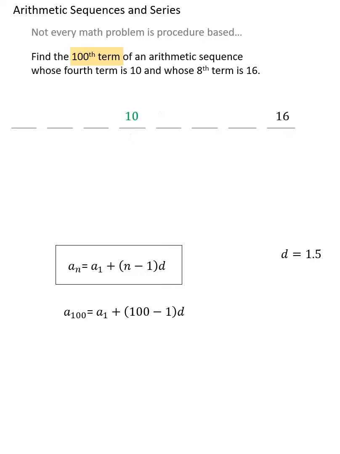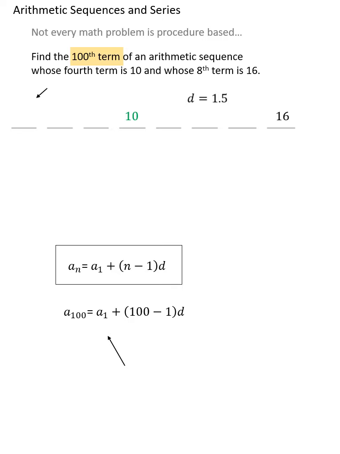I've shown you two ways to find d. There's other ways to go about it as well. But that's my conclusion so far. But I still don't know a1. That would be a helpful thing to know for this formula.